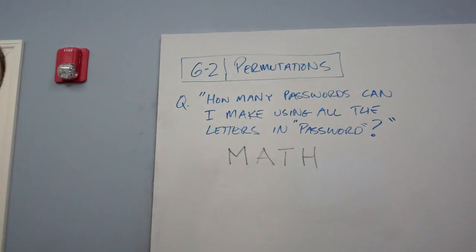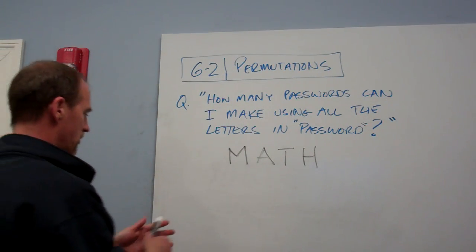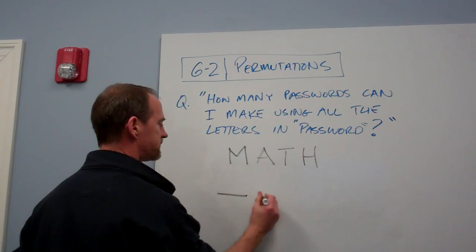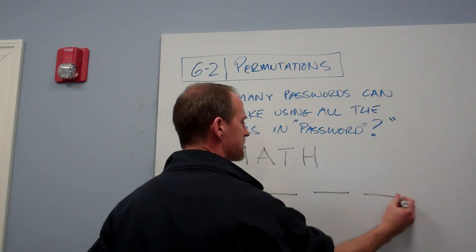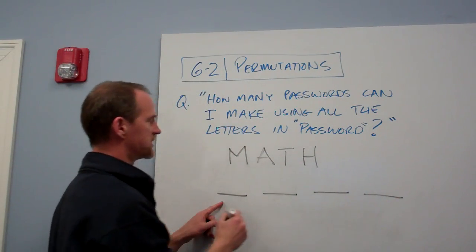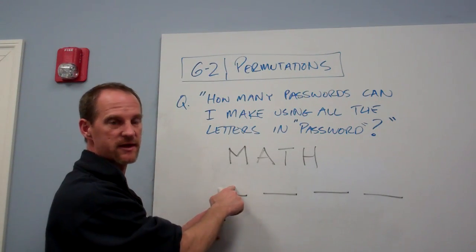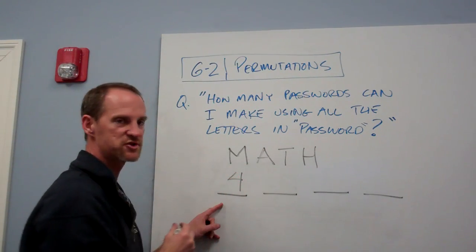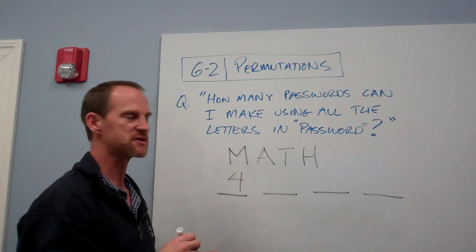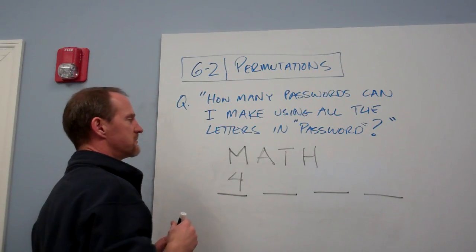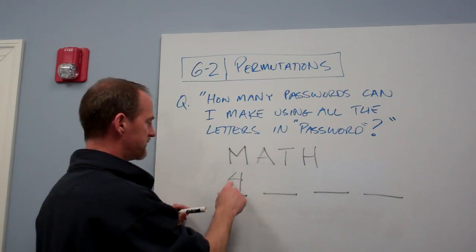What I'm going to do is say, suppose I'm just filling in blanks. I've got 4 spots to fill in with the letters. In my first blank, I have any one of those 4 letters I can put in there. Alright, so I have 4 choices. Just like we're choosing meals at a restaurant or shoes for an outfit or whatever, I have 4 choices.